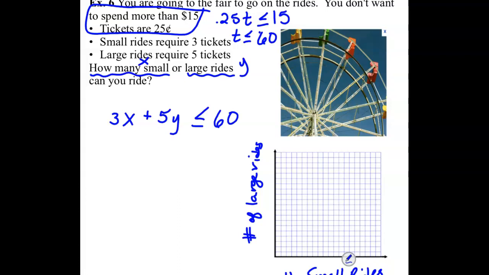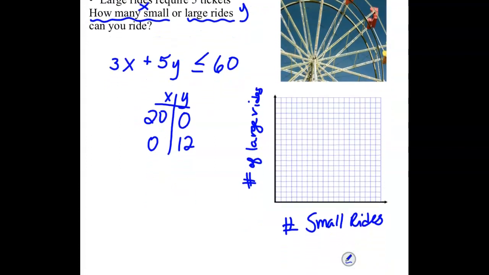All right. That is in standard form, so let's go ahead and find our intercepts. If I go on no large rides, all small rides, how many can I go on? 20. If I don't go on any small rides, what's 60 divided by 5? I could go on 12 large rides. All right. So plotting those points, 20 is the far point over here for x, and 12 for y.